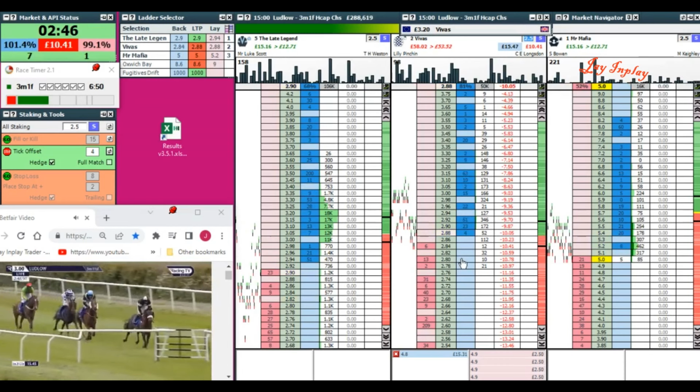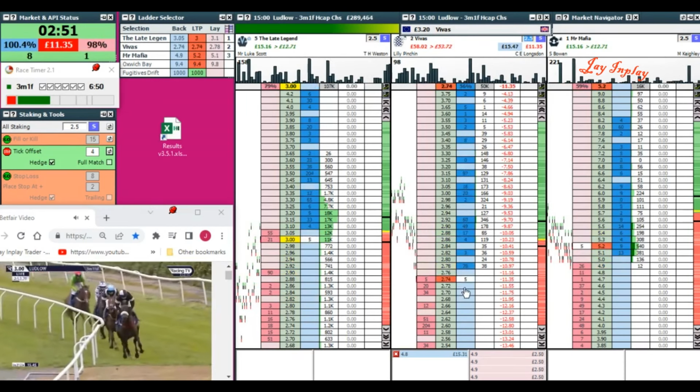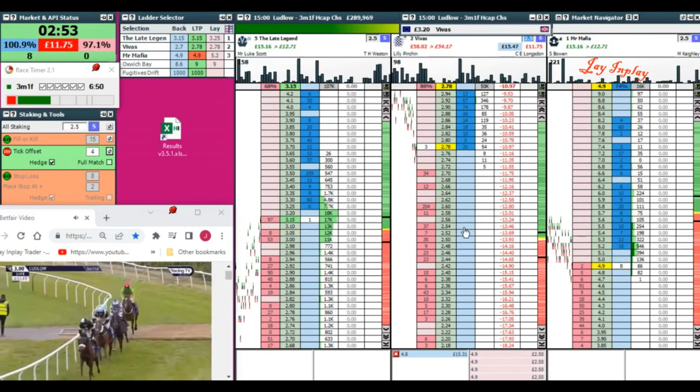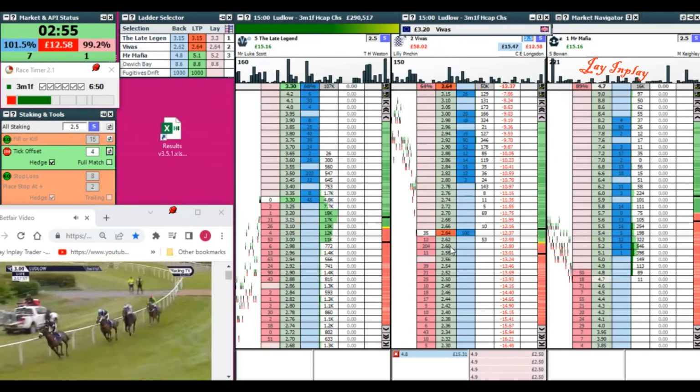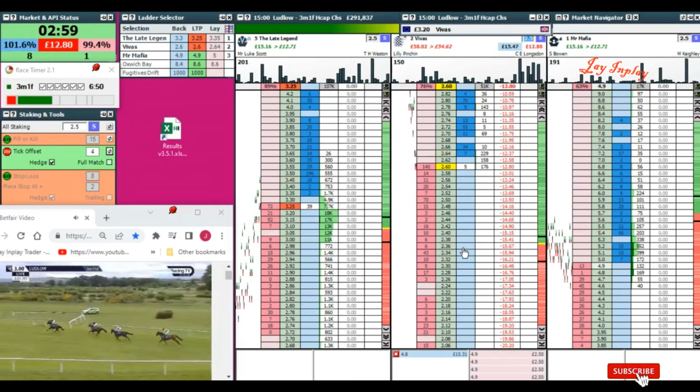I'm watching the race last time. There's a long way to go in this race, don't forget. Heading over the last of the road crossings, a long way to go before they turn into the straight. At the end of a circuit, Mr. Mafia and The Late Legend have alternated in the lead. Mr. Mafia has a 3-length advantage.